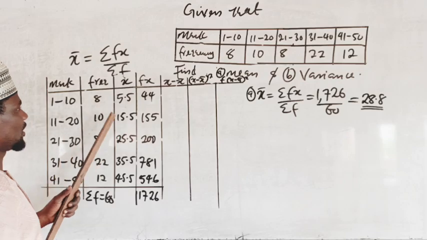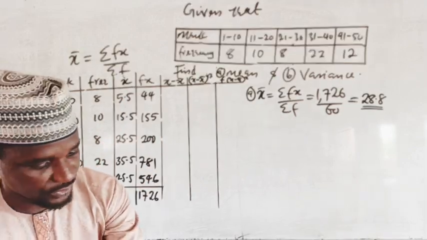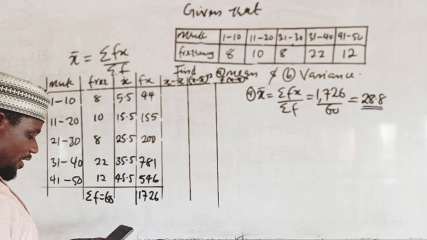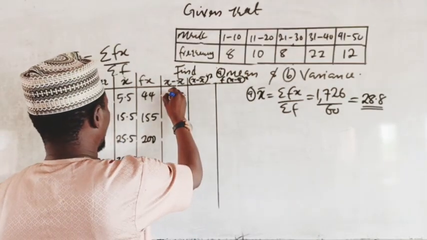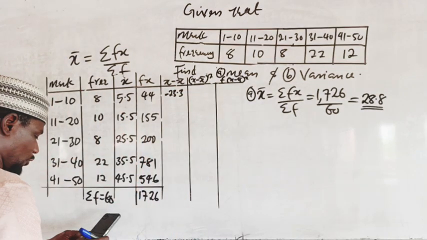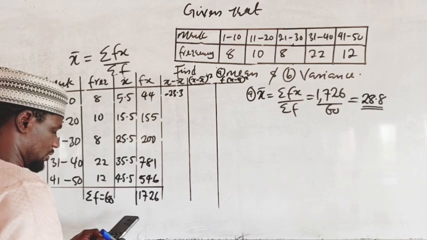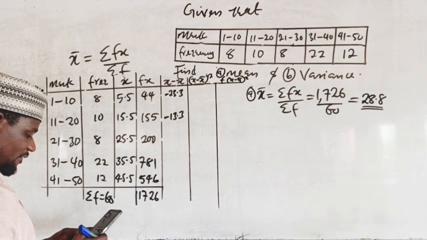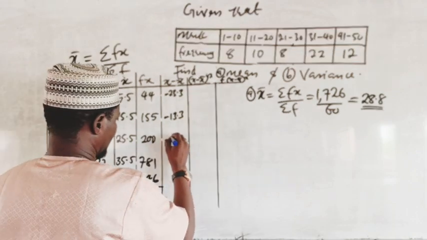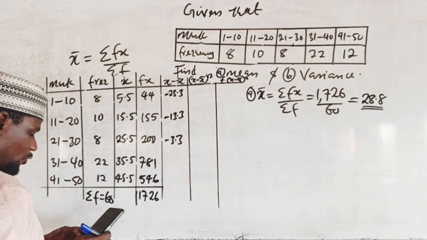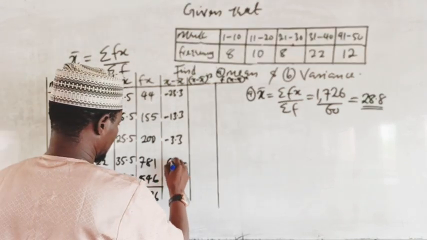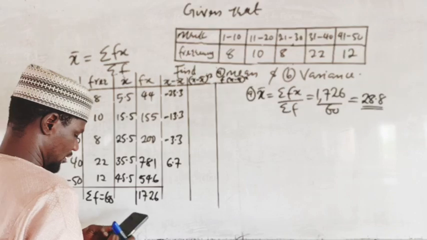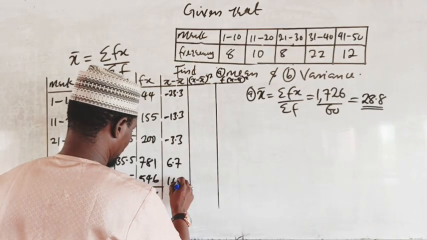So what we should do is deviate each x by the mean. 5.5 minus 28.8 is minus 23.3. 15.5 minus 28.8 is minus 13.3. 25.5 minus 28.8 is minus 3.3. 35.5 minus 28.8 is 6.7. Then 45.5 minus 28.8 is 16.7.